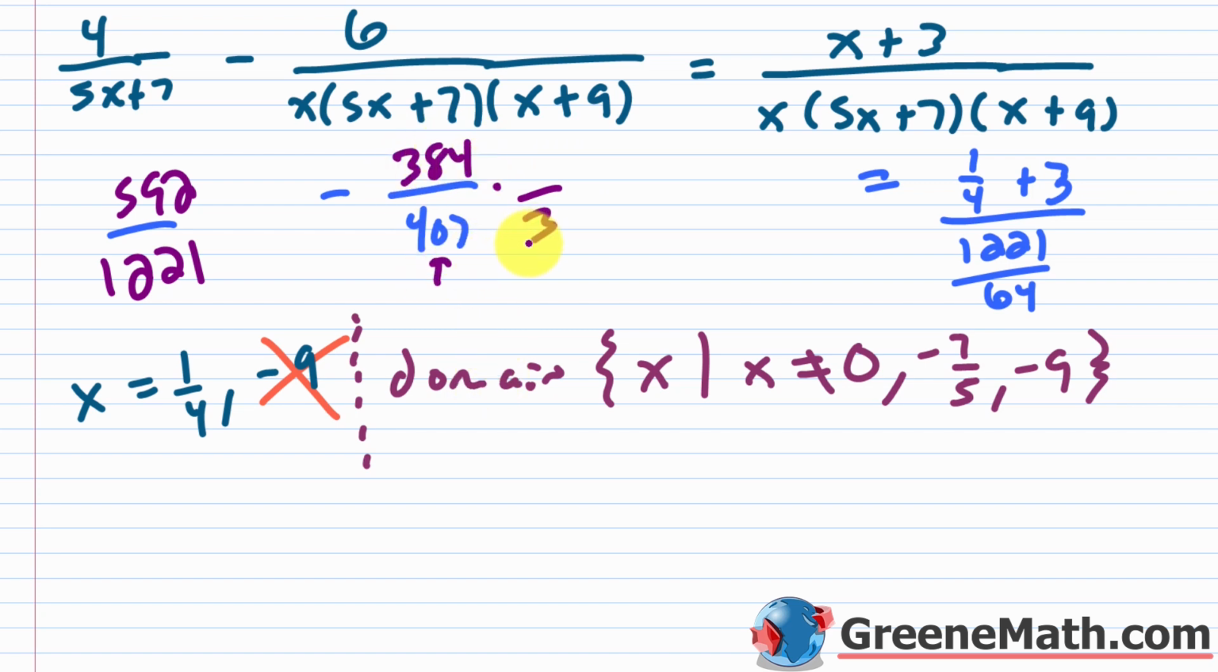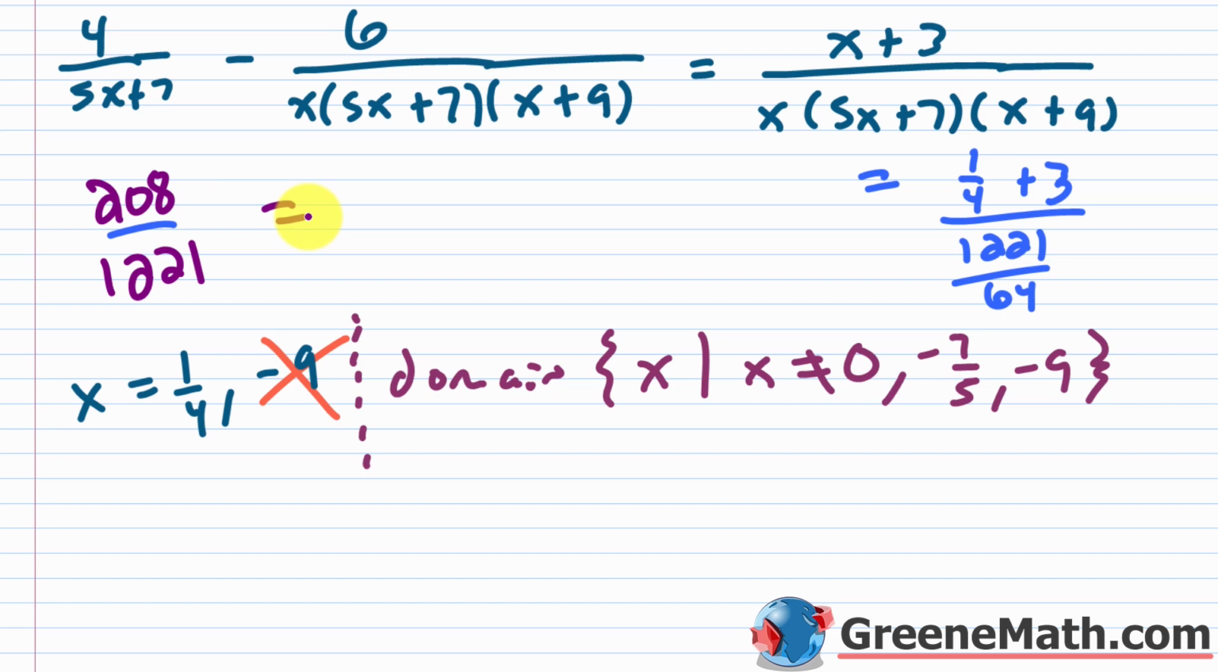And again, 407 times 3, that's 1,221. So this is 1,221. 592 minus 384, that's 208. So you would have 208 over 1,221. This 208 is basically 16, or you could say 2 to the 4th power times 13. And this 1,221 is 3 times 11 times 37. So we know there's nothing in common between the numerator and denominator, so that's going to be simplified.